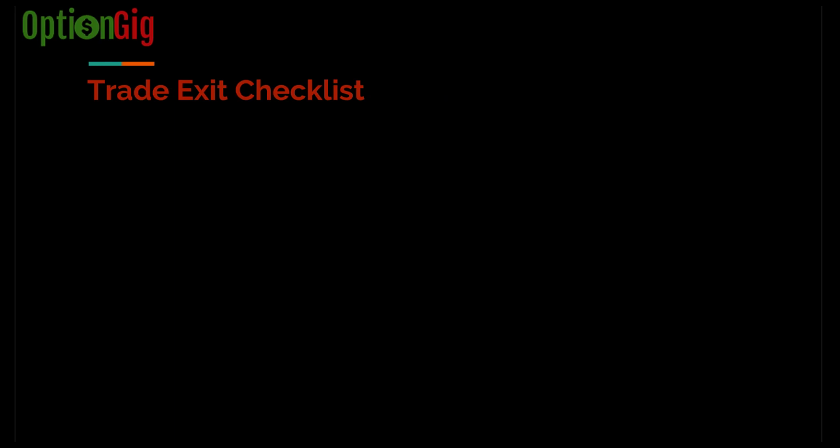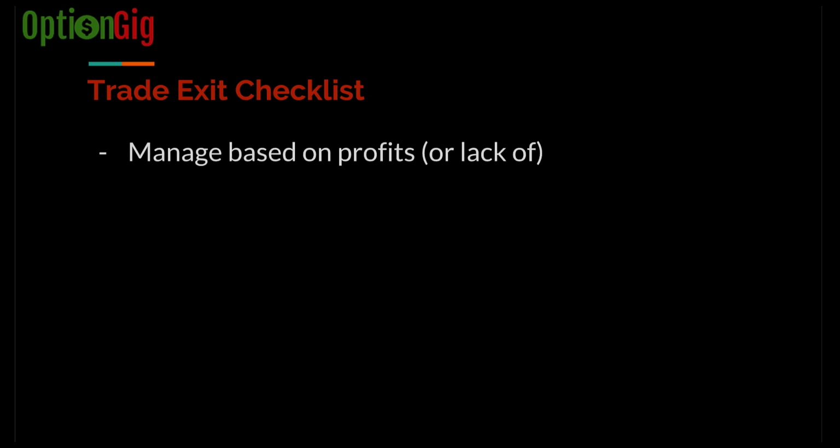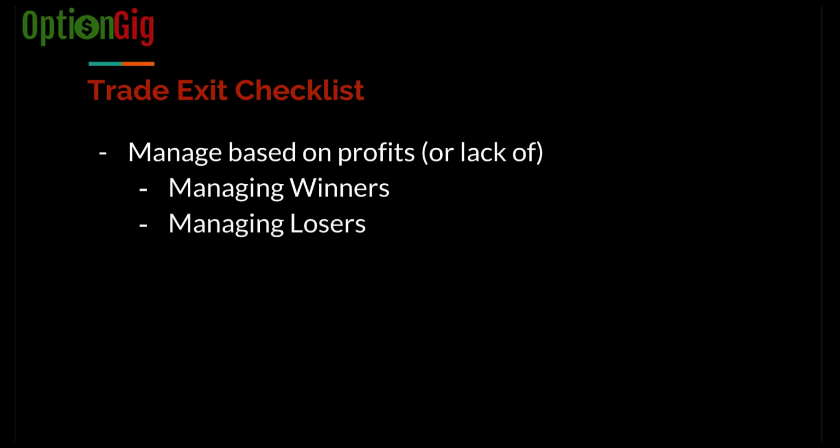So this is our exit checklist. We look at managing or exiting the trades based on profit or lack of profit. We don't always make profits. Our probability of profit is 70%, so there are 30% cases where the trades will go wrong. No doubt about it. So one is, how do we manage based on the profits or the loss? It could be managing winners if a trade is making profit, or managing losers.